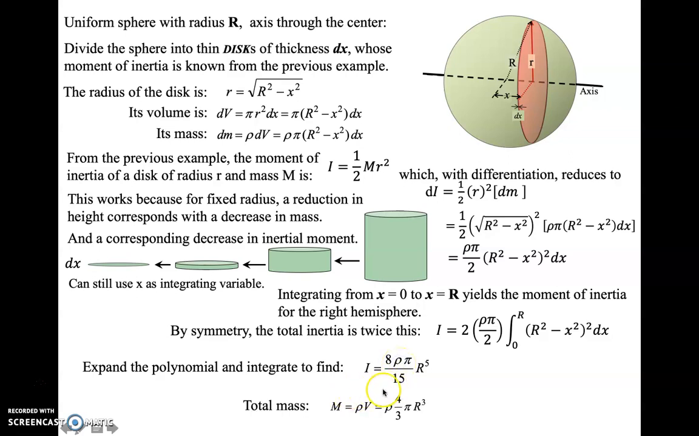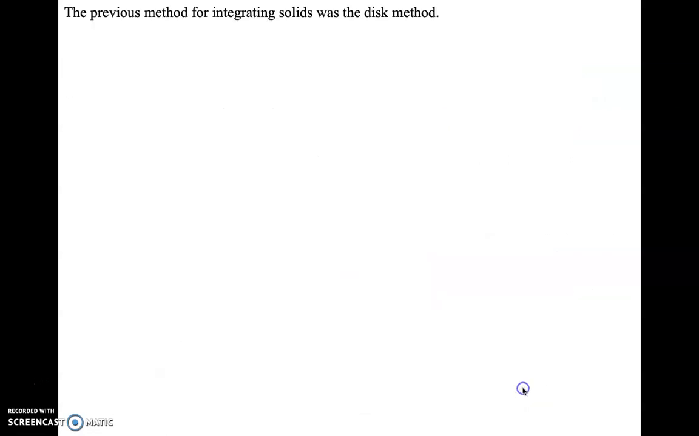So if I divide this term out by this term and then multiply it by m, I end up with 8 goes into 4 twice, and 15 goes into 3 5 times. So I end up with 2/5 mr squared, r to the 5th divided by r cubed. So there it is. That's the moment of inertia of a sphere, no matter what axis I pick, obviously, because a sphere has that symmetry.